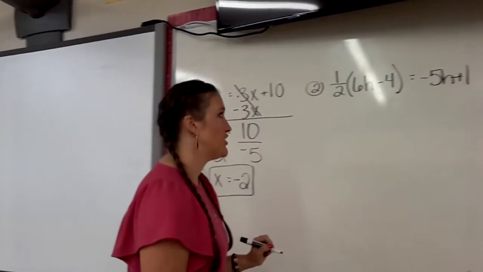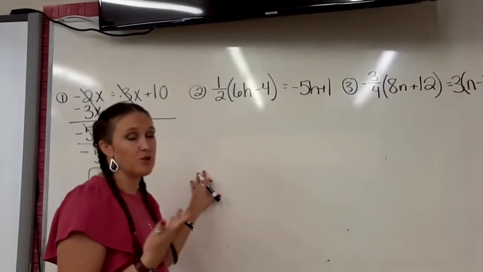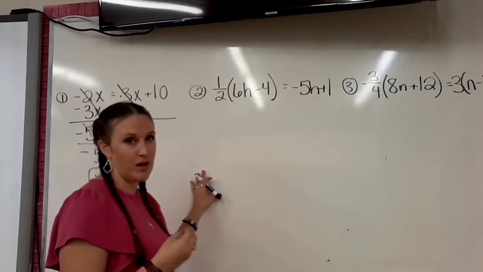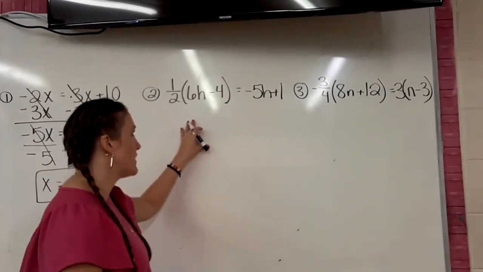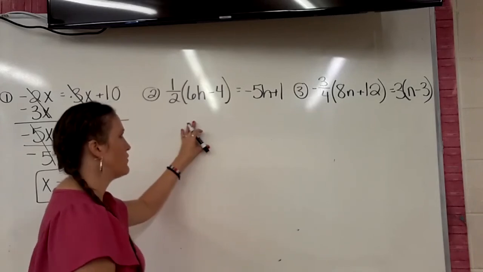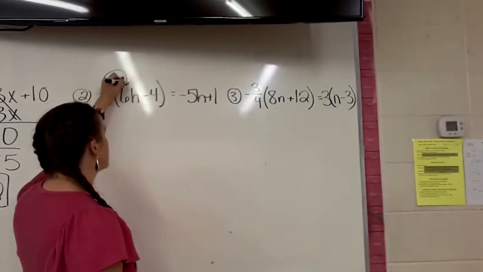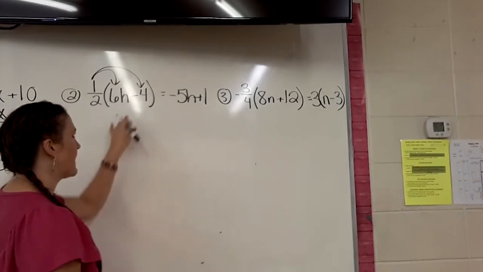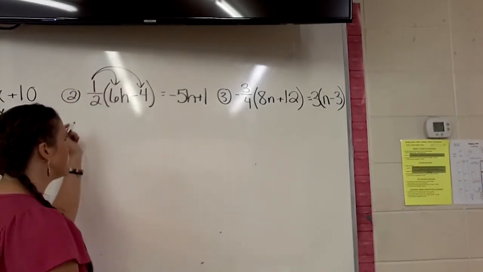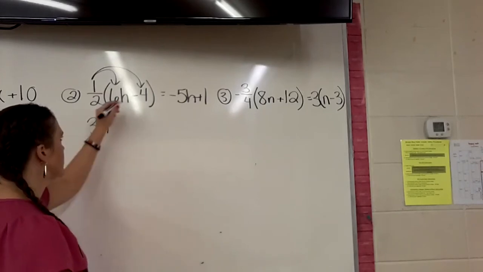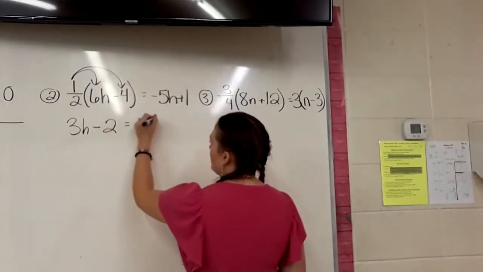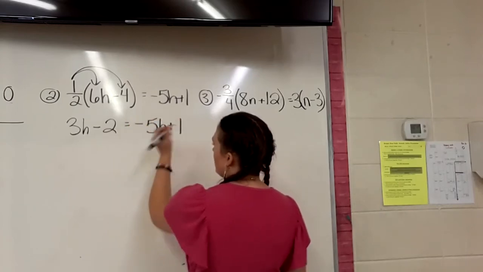Okay, number 2. This one has a fraction, so it may have taken you a little longer, but 1/2 is the best fraction because it's easy to multiply with. So we have 1/2 times 6h minus 4 equals negative 5h plus 1. So we have to distribute this 1/2 in here because I can't do anything in those parentheses right now. Half of 6 is 3h, minus half of 4 is 2. And then on this side, negative 5h plus 1.